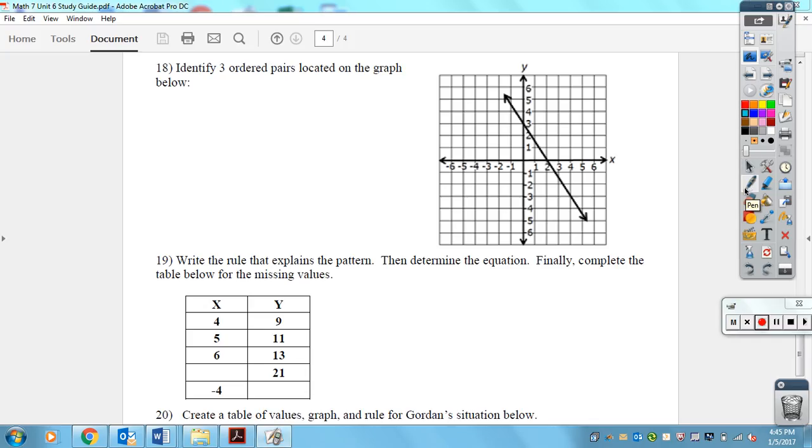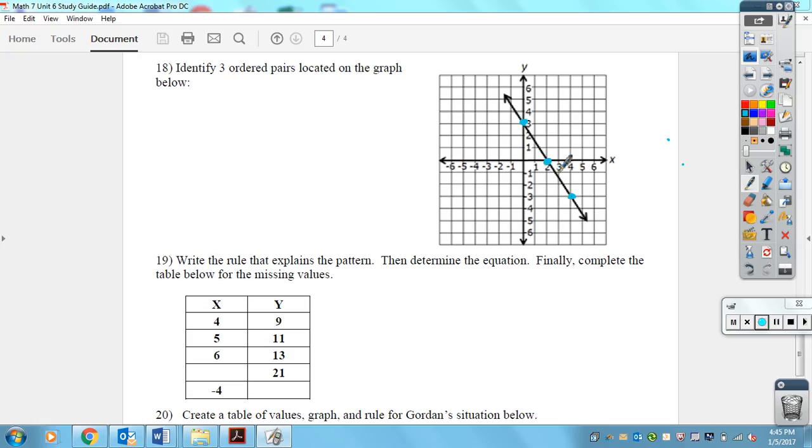Number 18 says to identify 3 ordered pairs located on the graph. This should be pretty easy. We just want to find some coordinates, some spots where it actually works. To me, it looks like these are coordinates that are actually on the line. The rest of them are close, but no quite cigar.